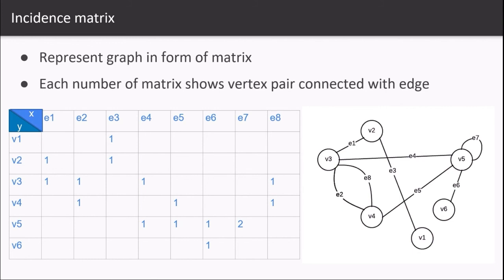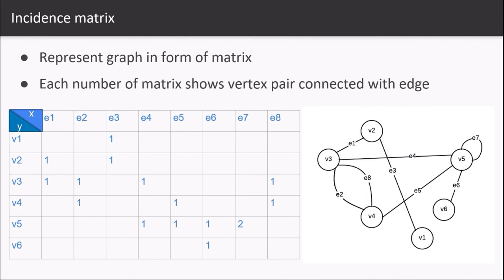Incidence matrix. They also represent the graph in the form of a matrix. But this time each number in the matrix shows the vertex pair connected with an edge. So on the y-axis we have vertices, whereas on the x-axis we have edges. This is quite simple to form by marking 1 on each edge connecting two vertices.